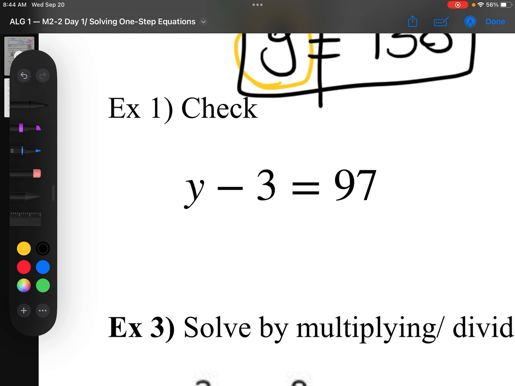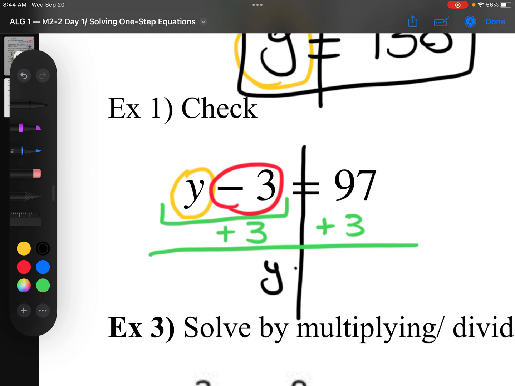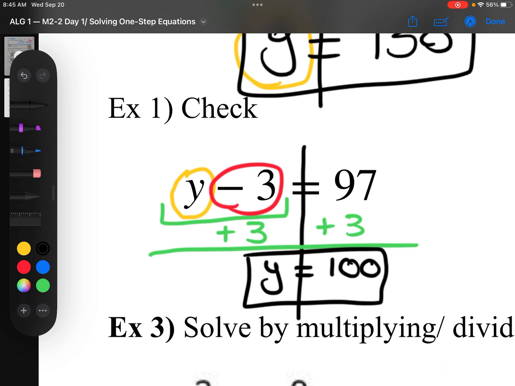So this one here, I'm going to set up my equation. I'm circling the variable they want me to solve for. Okay, now I'm thinking opposite operations. So I have y minus 3 here. The opposite of subtracting 3 would be to add 3, okay? And I must add 3 over here if I did it over here, because what you do to one side, you must do to the other. So then you will have y is equal to 97 plus 3 is 100, okay? So that is how you can do that one.